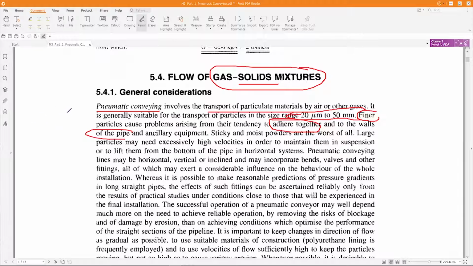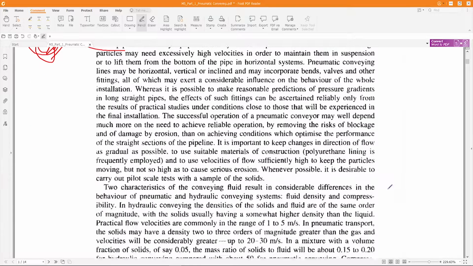Suppose you want to transport some sticky material like atta. The particle size of atta is very small. But the problem is they stick together. They will stick to the wall of the pipe, and it will create problems, like blocking the pipe. So very fine particles create problems in pneumatic conveying.